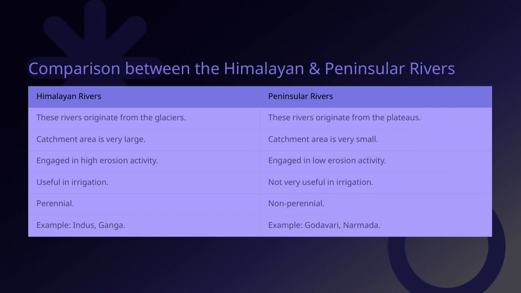So, in summary, the key differences revolve around their origin, catchment size, erosion activity, and utility in irrigation. Understanding these distinctions helps us appreciate how these rivers shape the geography and agriculture of India.